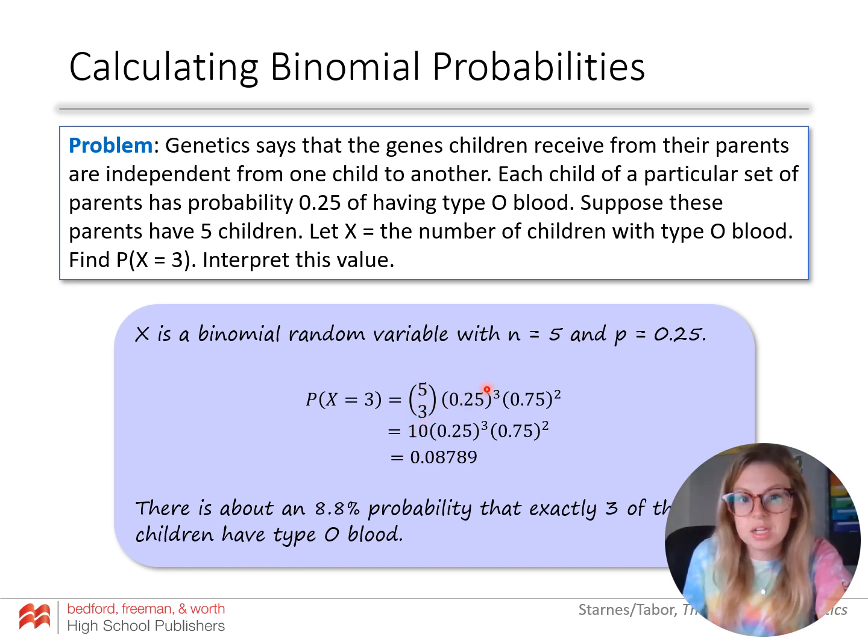We take the probability to the number of successes, and then we do 1 minus the probability to the number of failures, or the ones that are not happening. So because we have a total number of trials of 5, if 3 of them are successes, 2 of them are failures. All right.